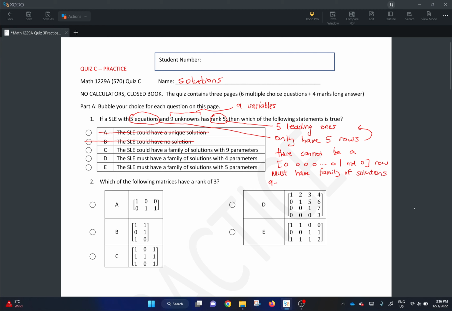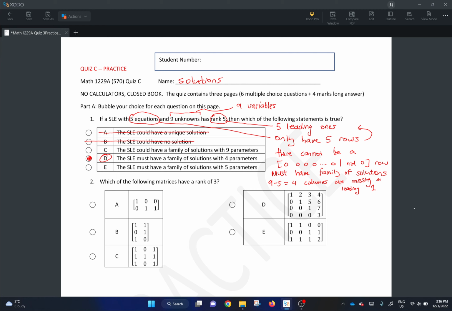Now, 9 minus 5 is equal to 4 columns are missing a leading 1. That means we have a system of linear equations with a family of solutions with 4 parameters. So option D.